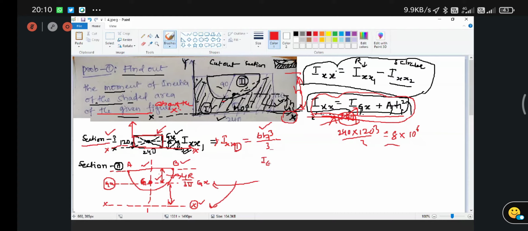So why are we getting it like this? See here, the moment of inertia about the base axis is your IAB. First of all, in order to find the moment of inertia about the central axis, for this entire figure about this base axis, if you want to find the moment of inertia, let me give more clarity.